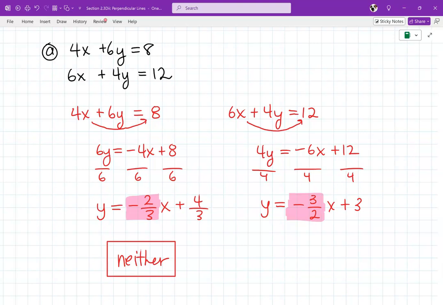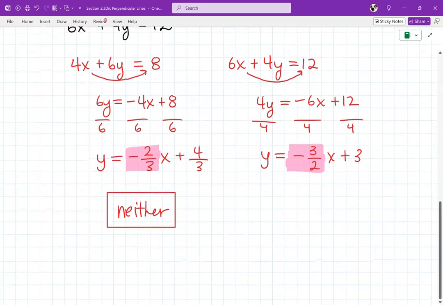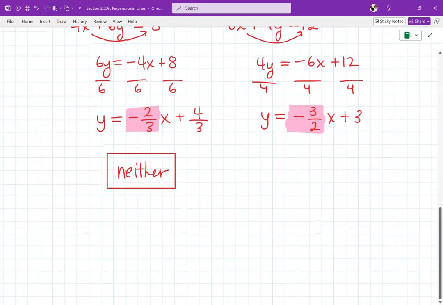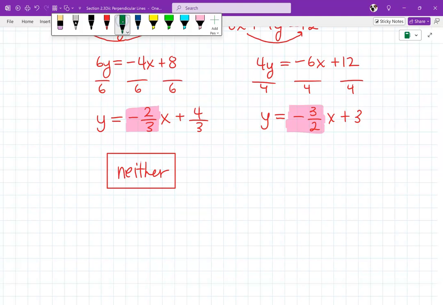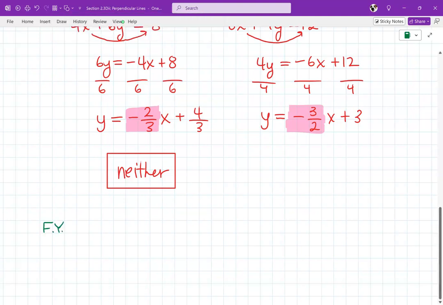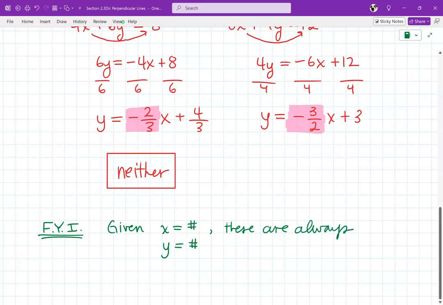Okay? So, all right. I did tell you guys, by the way, just an FYI. I told you guys this before, but I don't know if you remember it. Probably not, because it's not something that I was asking you to do. But given x equal to a number and y equal to a number, these are always parallel or perpendicular.